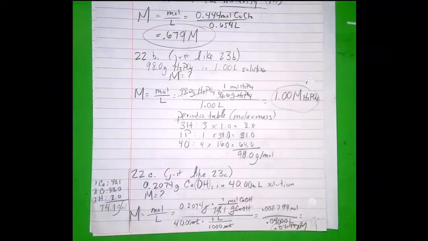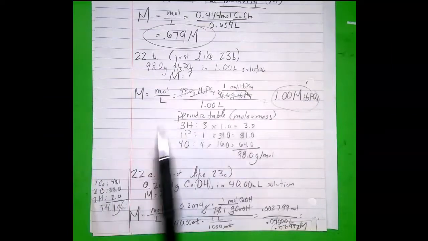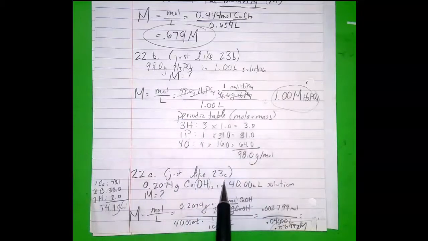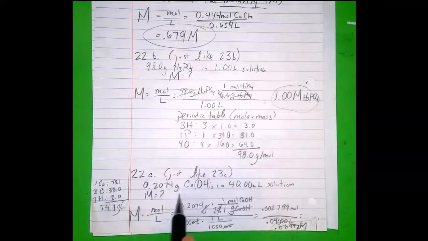Here's 22C, everybody. It asks for the molarity, just like the other two. This is just like 23C in your homework, only different numbers and different compound. It gives us 0.2074 grams of calcium hydroxide, CaOH2. Remember, this 2 distributes. That's 2 hydroxide ions, 2 O's and 2 H's, in 40.00 milliliters of solution. So I know those are my givens.